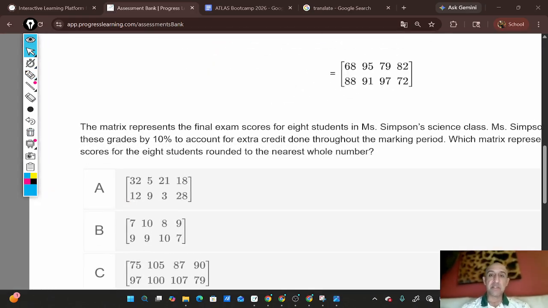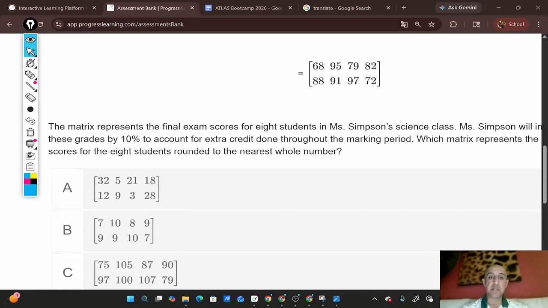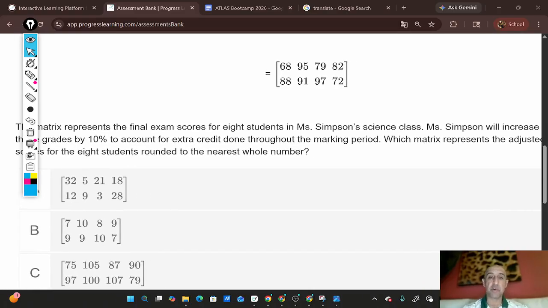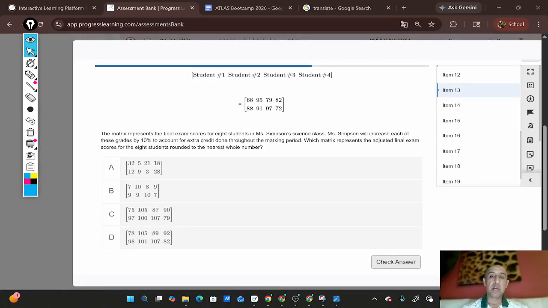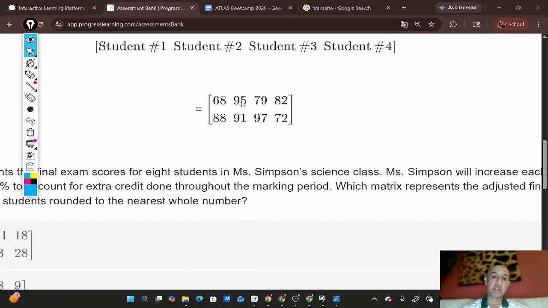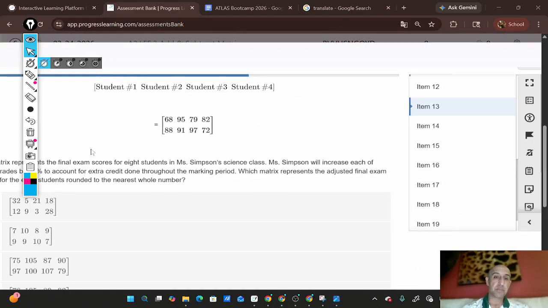In this question, we can see that the matrix represents the final exam score for 8 students. When I'm saying 8 students, here is the matrix. So we have exactly 1 student, second, third, fourth, fifth, sixth, seventh, eighth. So we have 8 students. Each element in this matrix represents one of those students.